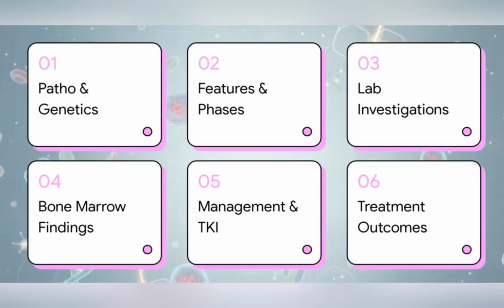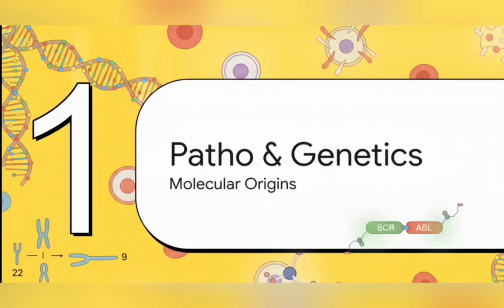Here's our agenda for today. We'll quickly cover pathophysiology and genetics, then clinical features and phases, key lab investigations, bone marrow findings, management in tyrosine kinase, and finally, treatment monitoring and outcomes, organized and simple. All right, starting right off with Section 1, Pathophysiology and Genetics.